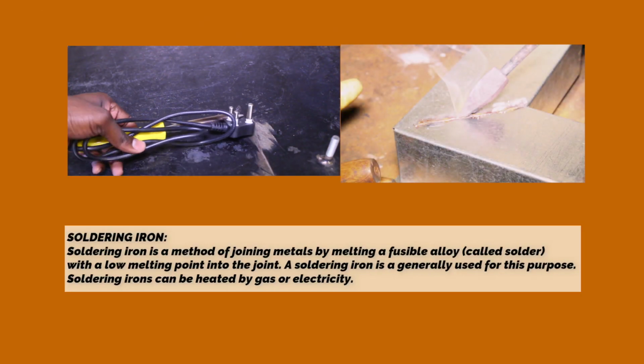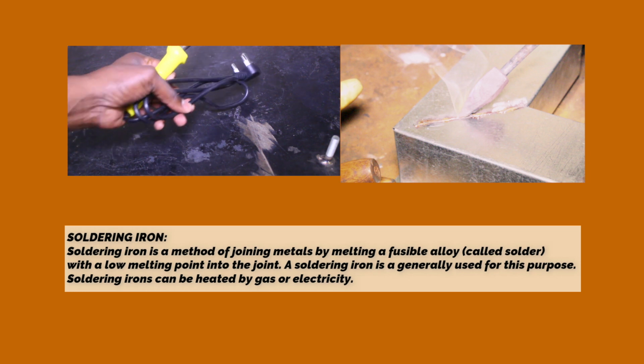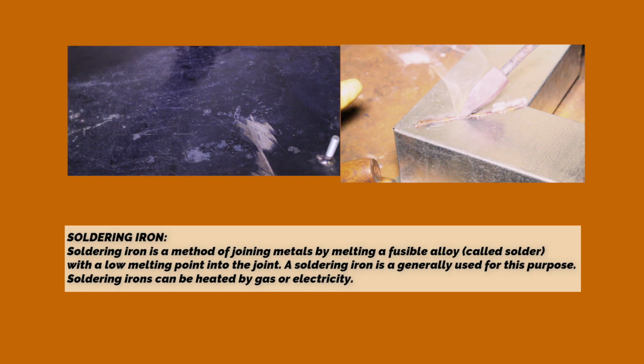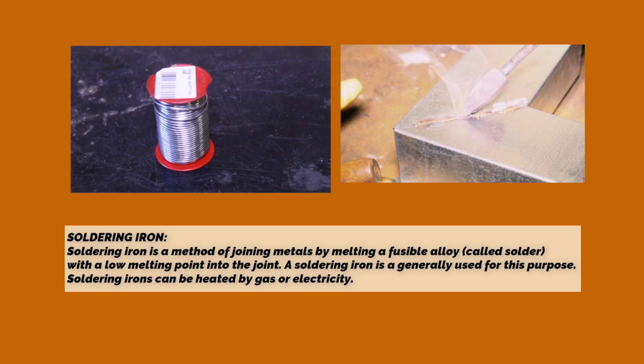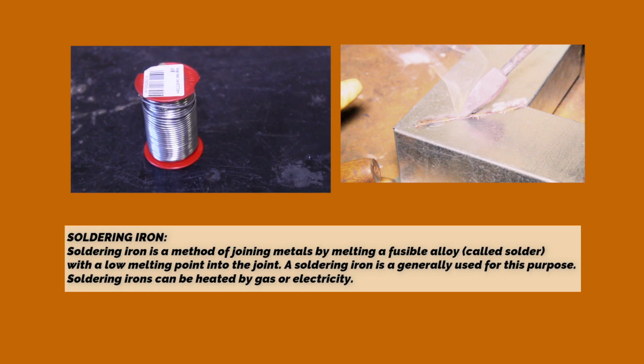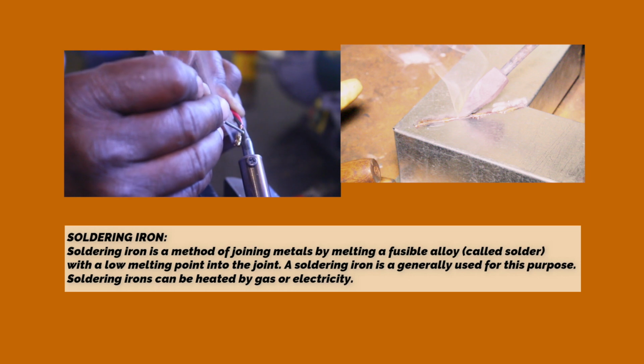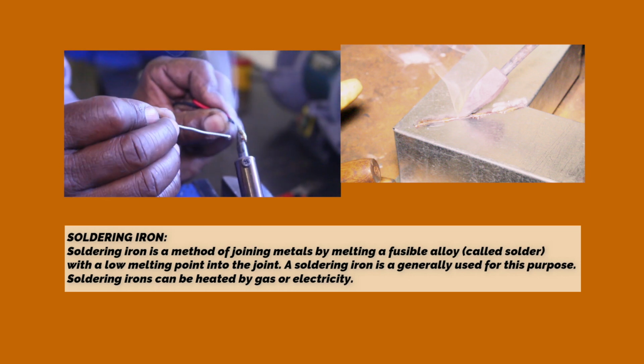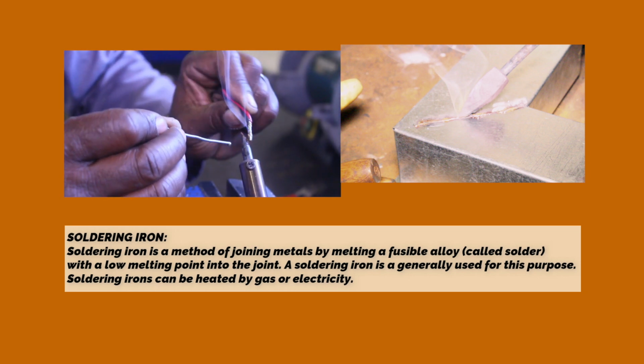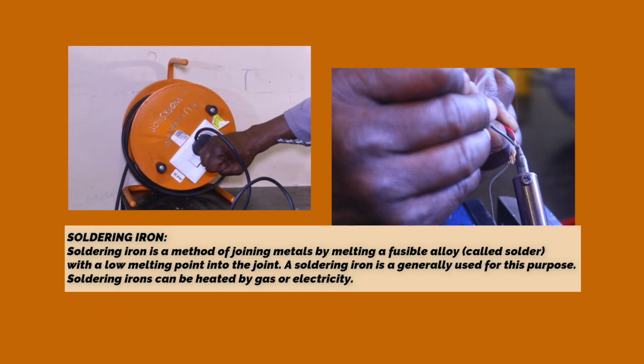Soldering iron. Soldering is a method of joining metals by melting a fusible alloy called solder with a low melting point into the joint. A soldering iron is generally used for this purpose. Soldering irons can be heated by gas or electricity.